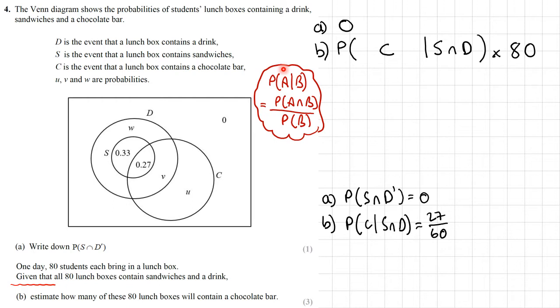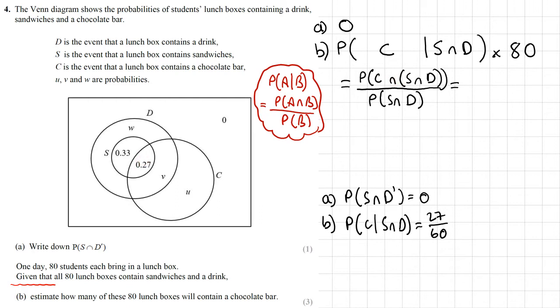Now, as a reminder, this is the formula here for conditional probability. The first part of our probability, the bit that goes at the top, is like A and B, it's C and S and D. So let me write that down. It's the probability of C and S and D, over the probability of S and D. Now when I say the probability of everything, it's basically the probability of C and S and D, or S and D and C as well.